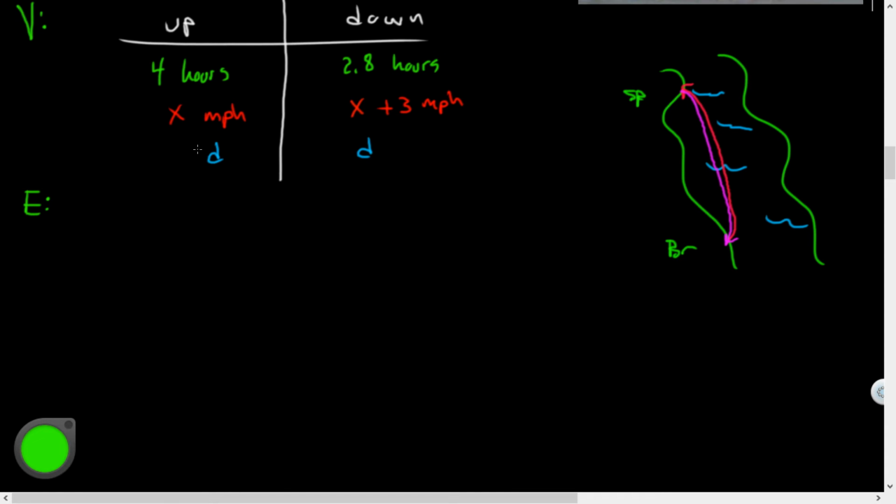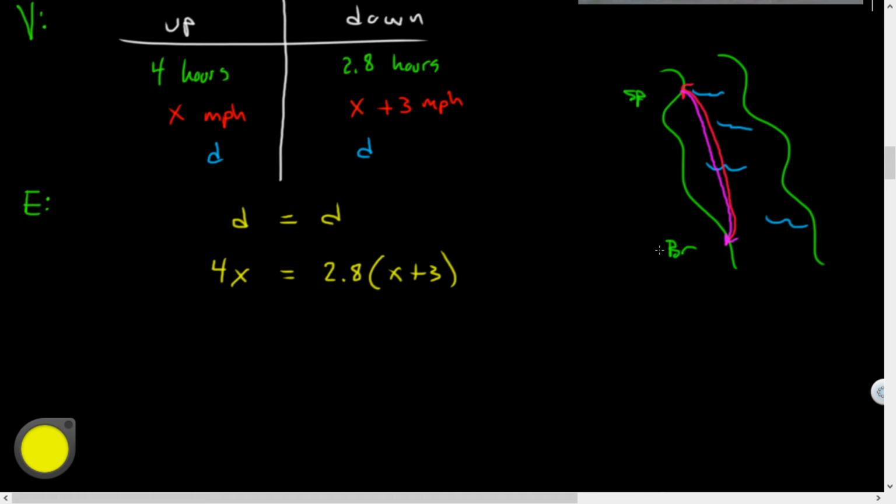So here we go. Rate times time equals distance. Distance equals distance in this case. I'll work with yellow. I usually work with yellow. So if the distances are equal, this distance is going to equal the rate times the time. So 4 times x. This distance is equal to its rate times time: 2.8 multiplied by x plus 3. I should probably say that as the sum of x and 3. I've got to add those together before I multiply.